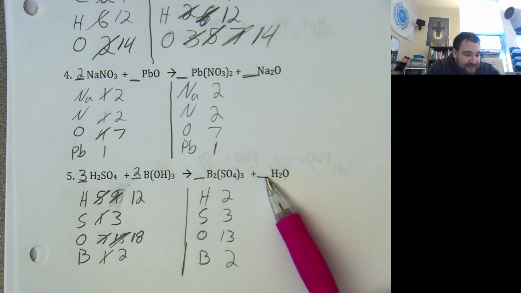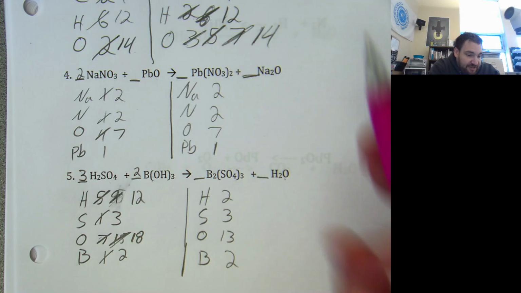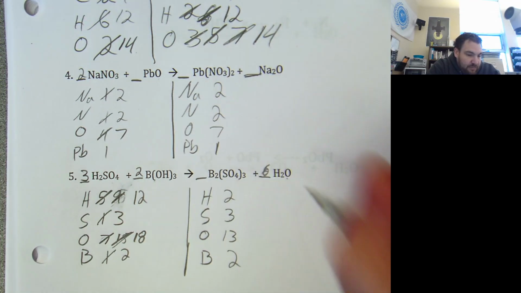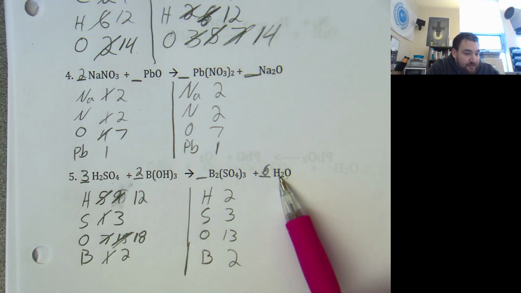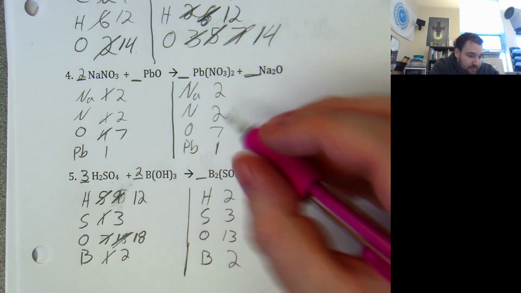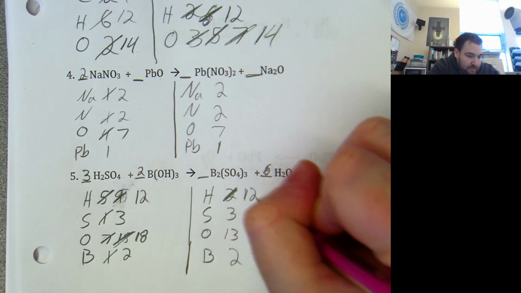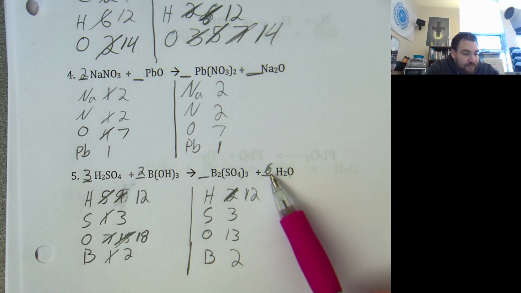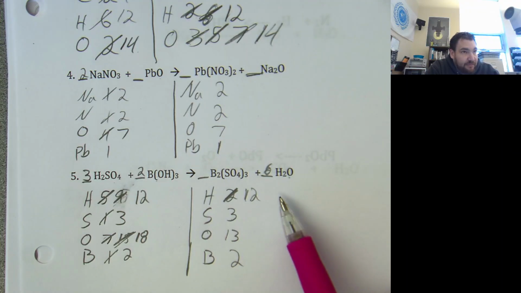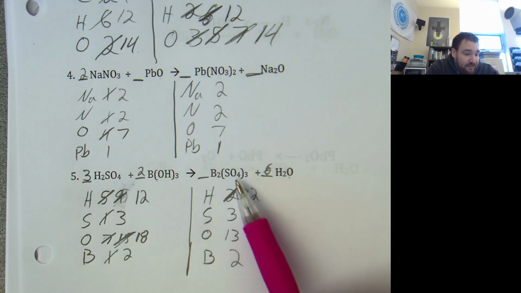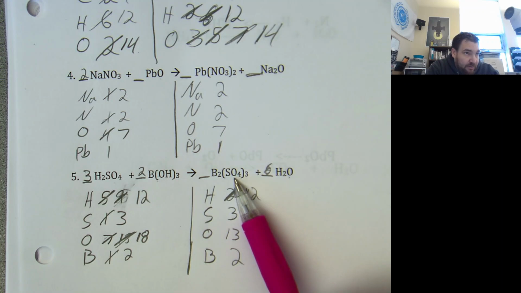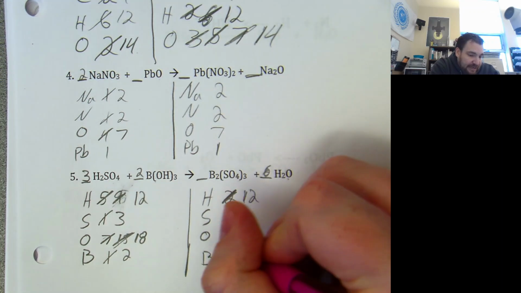What could I do on the right-hand side right here to balance out my hydrogens? Toss a 6 there. Because 6 times 2 is 12, and there's nothing else to add. And now let's go count the O's. How many oxygens do I have on the right-hand side? 6 from the water and 12 right here. 6 plus 12 is 18, and my oxygens are done.